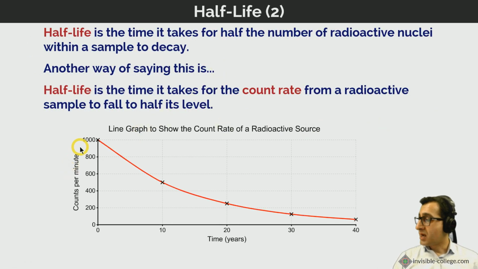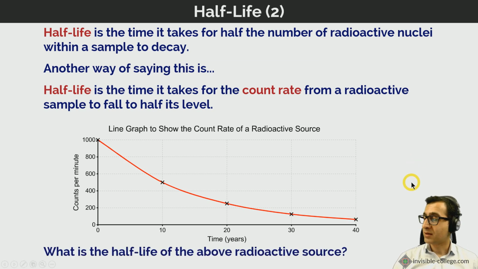So here is a set of data from a radioactive source. The number of counts per minute at time equals 0 was 1,000 counts per minute. So here's a question for you. I'm going to pause here and let those of you in attendance answer this, either on the screen pop-up if you see it, or if you don't see that, then you can use the chat box. What is the half-life of this radioactive source in years?